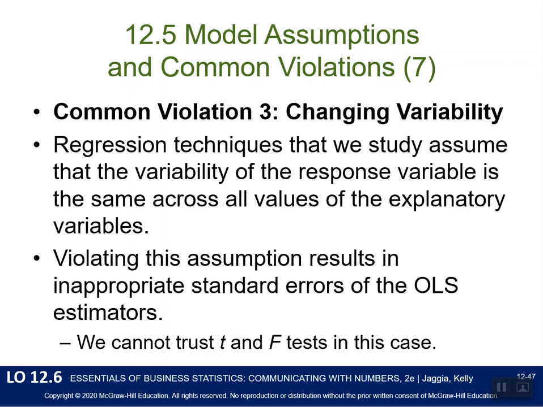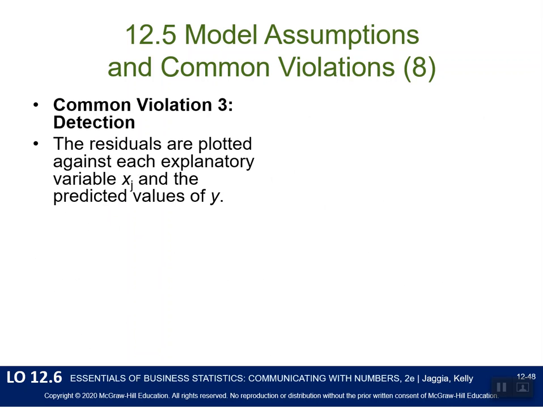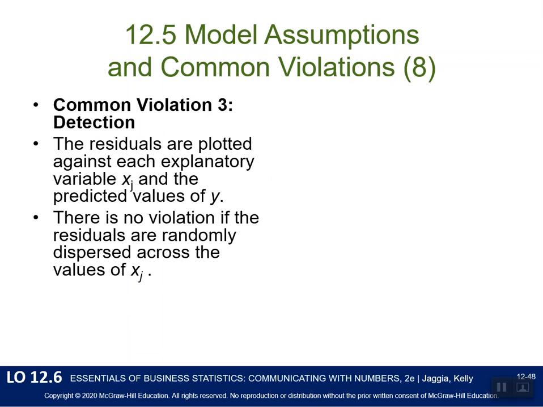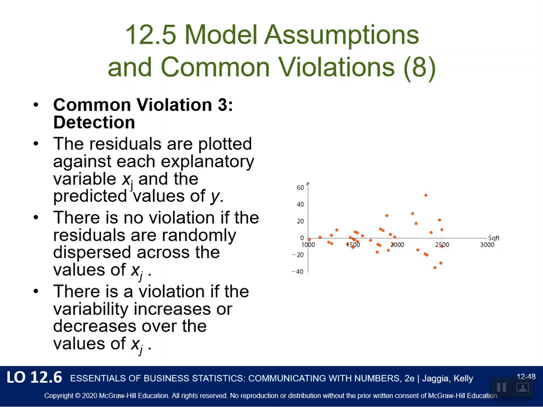Now, another one is changing variability. Again, this is when we're assuming that the variability remains the same across all values, maybe even across time. If it happens that the variability changes, then we can't trust the test. The best way to look at that is to, again, check that graph. If we see that there is no discernible pattern across that graph, then that means this is not an issue. But if we're detecting a pattern, then there is.